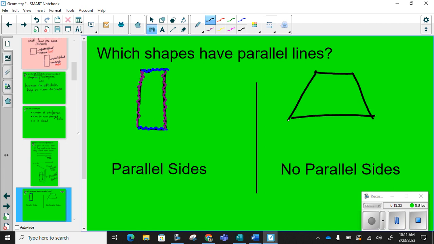All right, let's look at the shape that looks like this. Find that shape. Use your fingers. All right. Find, does that shape have parallel sides? See if you can find it. If you figure it out, raise your hand.